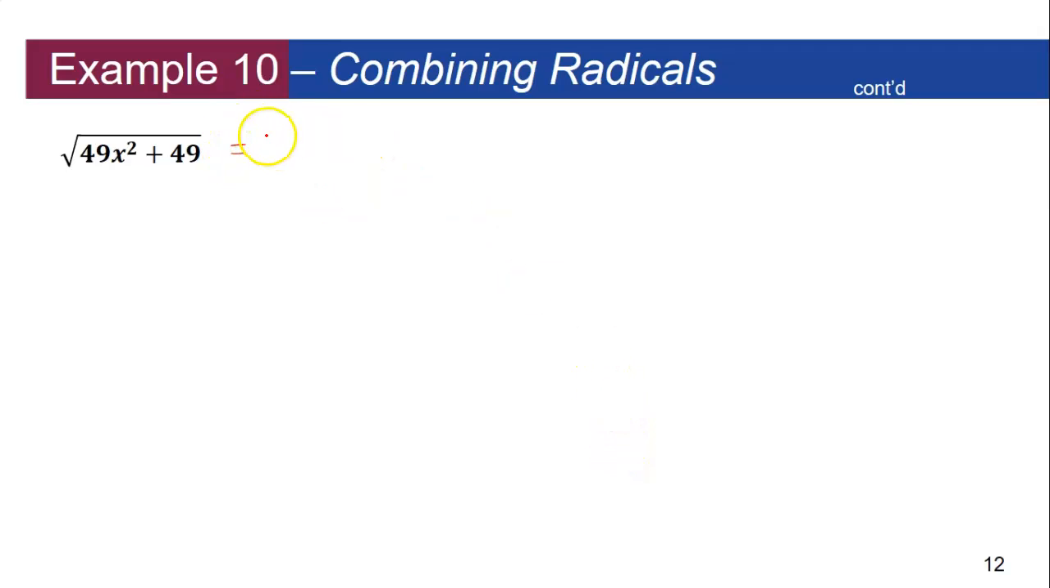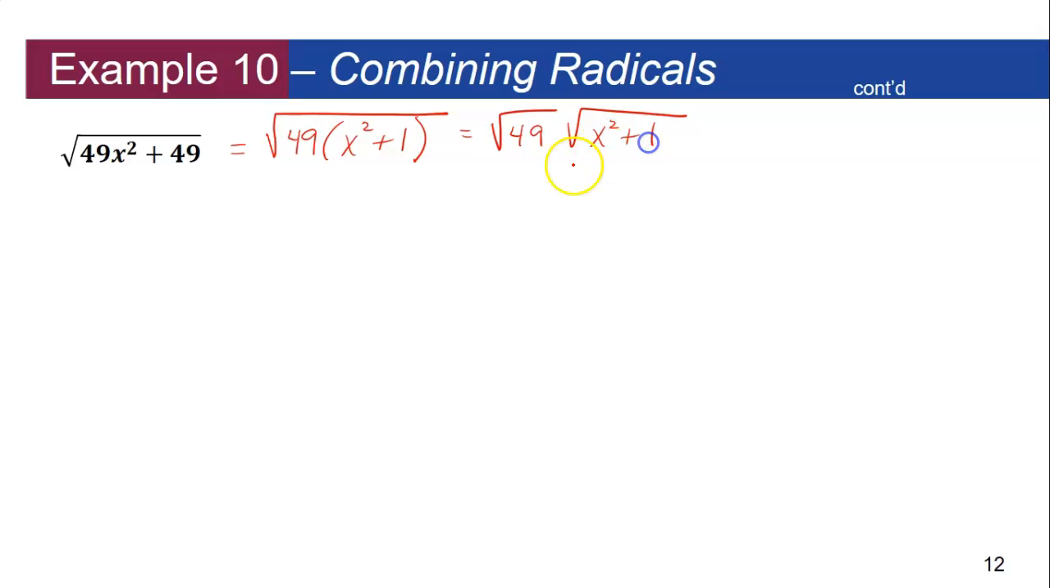This is one that it's going to be easier to go ahead and factor underneath the radical. So we see that we have a greatest common factor of 49 that's common to both. So we'll have x squared plus 1. And this is one that we can use some of our properties and split it up. We'd have the square root of 49 and the square root of x squared plus 1. And hopefully you recognize that the square root of 49 is 7 because that's a perfect square. And we're left with 7 on the square root of x squared plus 1.